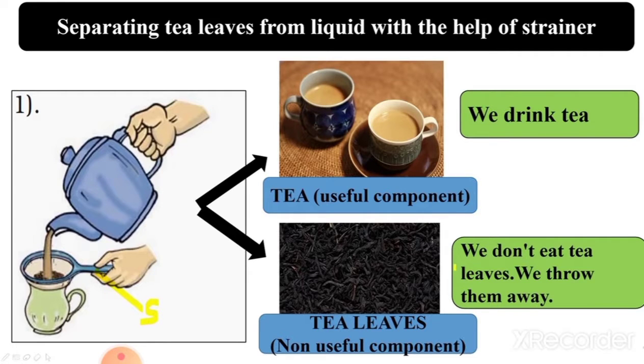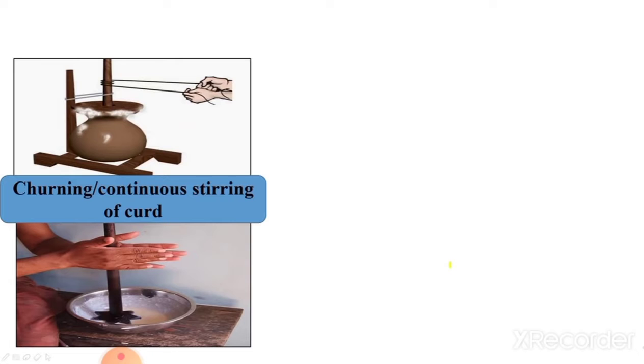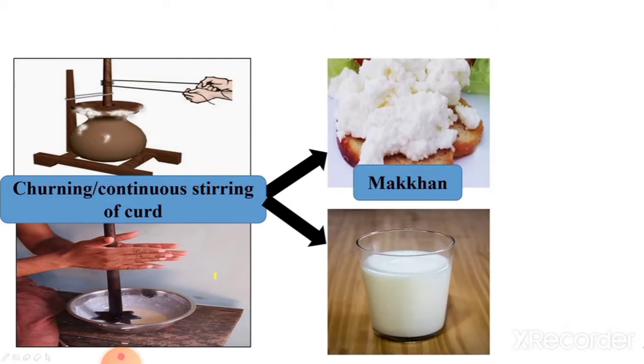Okay, you have understood this? Okay, we will now look at some more examples. So have you seen this at your home? This continuous stirring of curd, which is also known as churning of curd. So why do we do this churning of curd? Why is the curd continuously stirred? Because we get makhan and lassi by continuous stirring of curd.